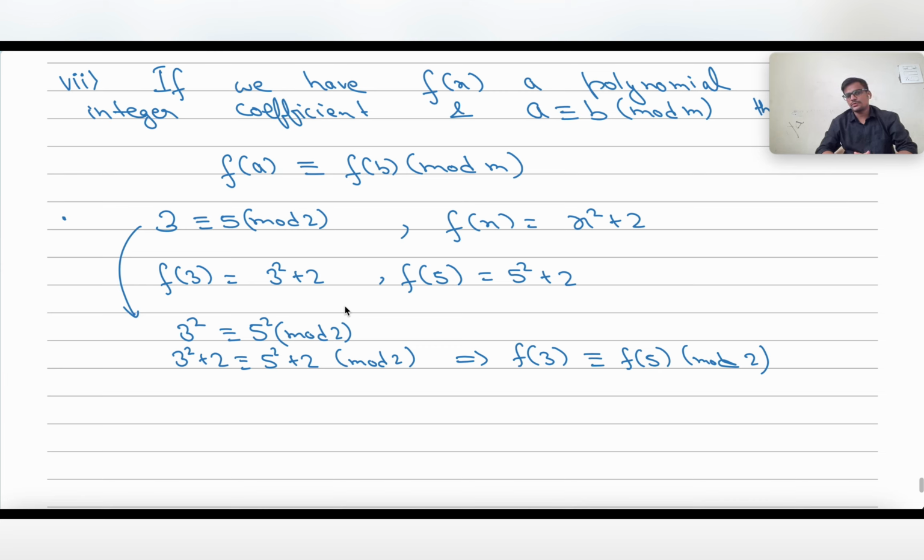You can go for the proof in the generalized form also. If you want, comment that you want the proof of this, or you can try it yourself. The proof is very simple. You just take a generalized polynomial whose coefficients are integers, and then apply the above properties one by one. Then you will get the result. So I am skipping this proof, but if you want it, comment and ask. I will give that in a separate video.